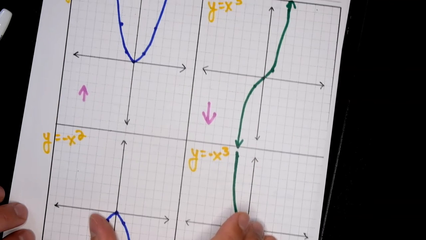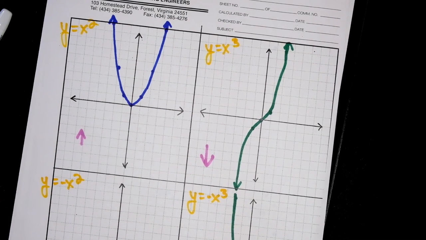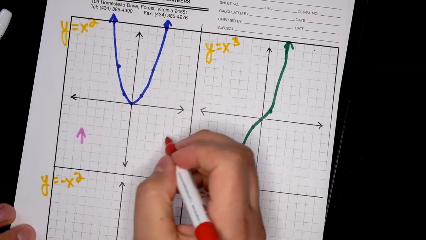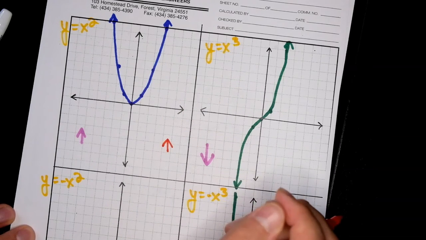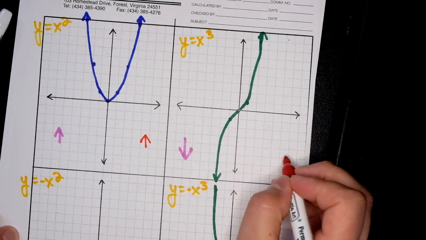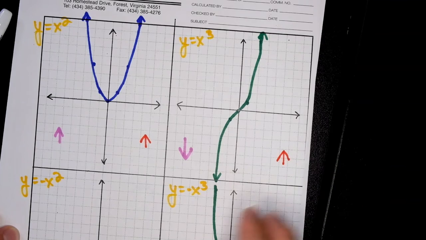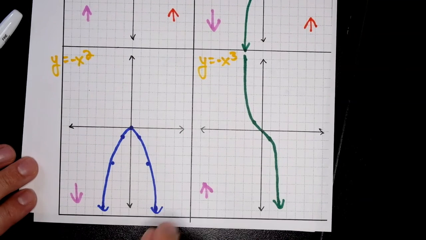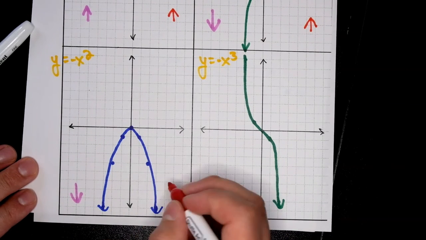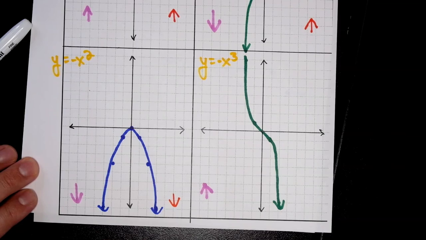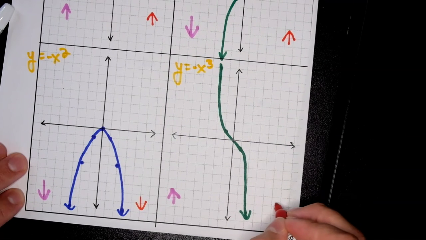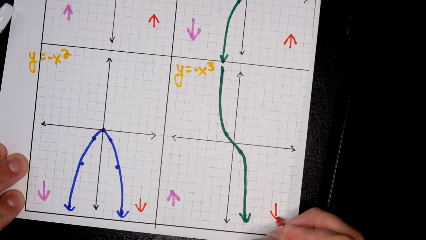Now let's mark our right end behavior. Our right end behavior, I'm going to mark in red. So on the right end right here, we're going up. On the right end over here, we're also going up. On the right end right here, we are going down. And on the right end over here, we are also going down.